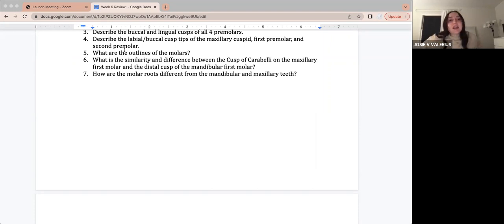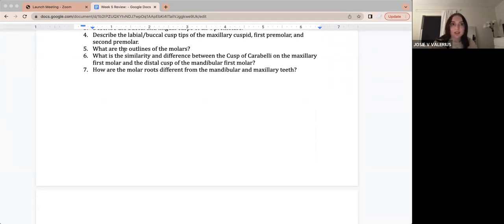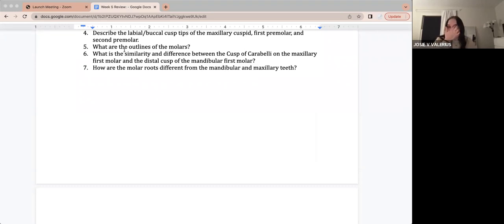But my point with this question is go through and make sure you understand how those differ, because he could ask, like which premolar has a buccal cusp that is about 1 millimeter higher than the lingual. So that's a good thing to understand. Okay. Number 4, describe the labial / buccal cusp tips of the maxillary cuspid first premolar and second premolar.